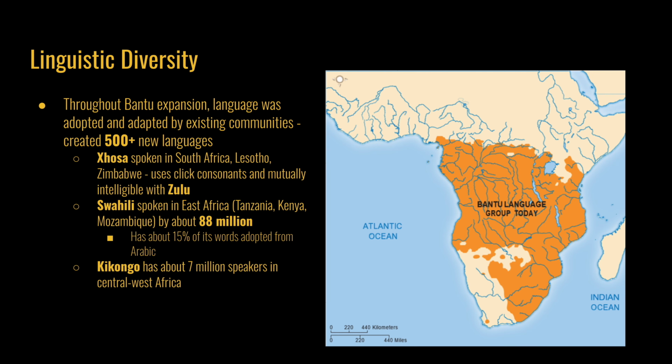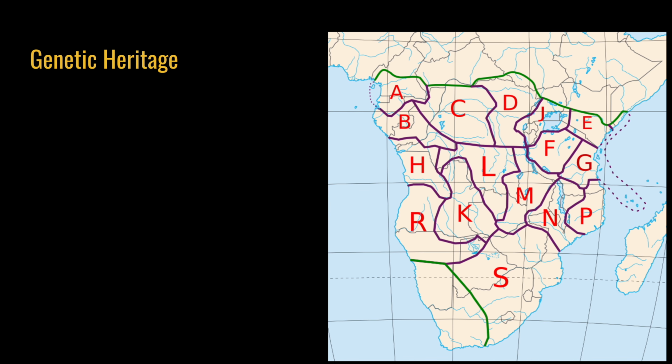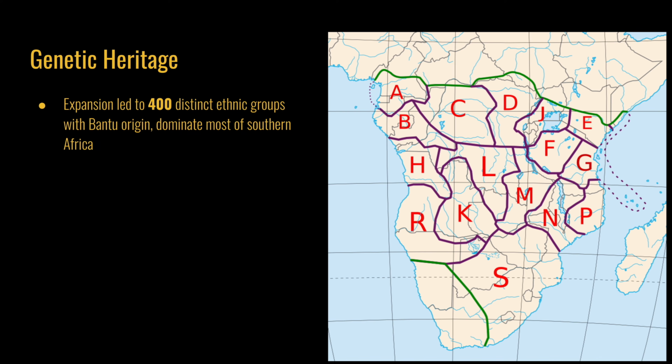Kikongo is spoken by about 7 million people in Central West Africa, around the Democratic Republic of Congo and the Republic of Congo. As for the genetic heritage, the Bantu expansion resulted in about 400 distinct ethnic groups with Bantu origins dominating most of southern Africa. Some ethnic groups like the Pygmy, Hadza, and Khoisan do not have Bantu ancestry, indicating that they were remaining in isolation or separate from the Bantu migration. These non-Bantu groups have unique cultural and genetic characteristics that highlight the diversity within the African continent.